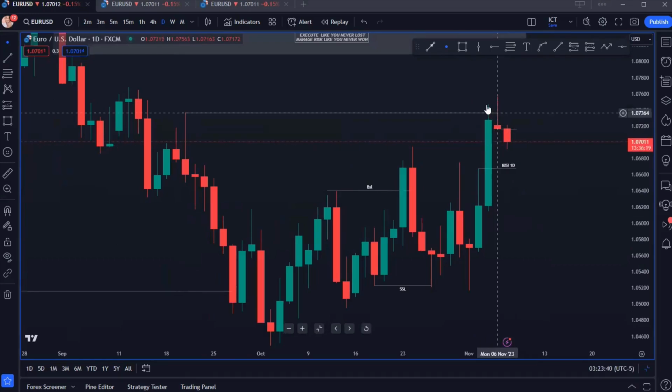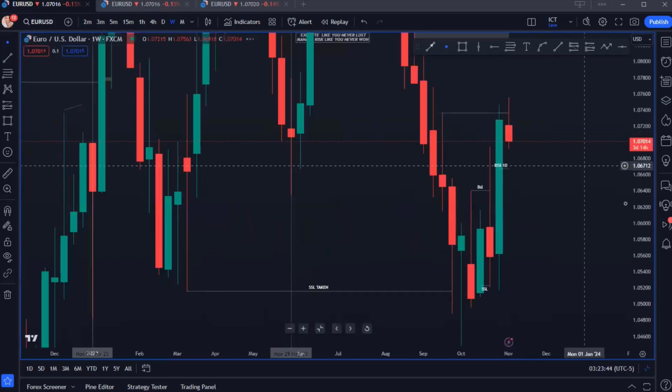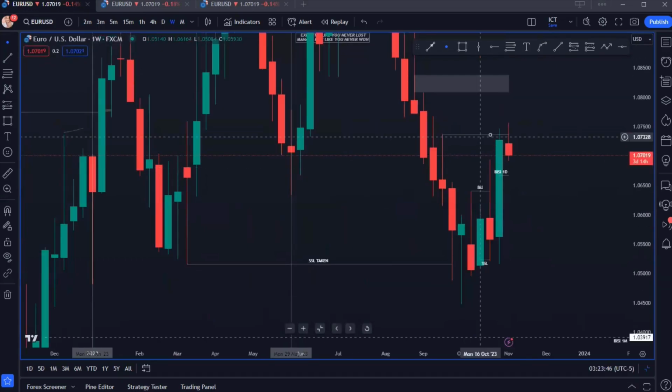But before that, the previous week high was taken already. The same narrative, guys. Before that, the previous week high had been taken already. And we just have a little pullback before a further continuation to the upside, if reversal is confirmed.